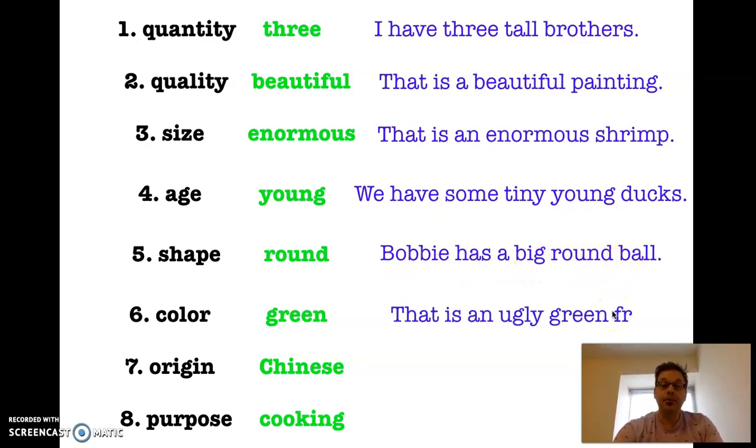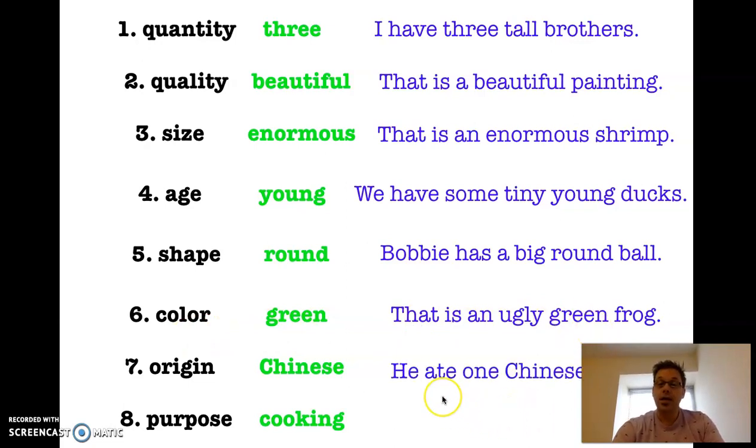What about color? That is an ugly green frog. Well, that's not very nice to say about the frog, but we can look at the sentence anyways. Frog is a countable noun. This is singular. So we have an. And we have an, not a, because the first adjective starts with a vowel. So ugly talks about the quality, what we think about the frog. So the frog is ugly. Then we have the color, green.